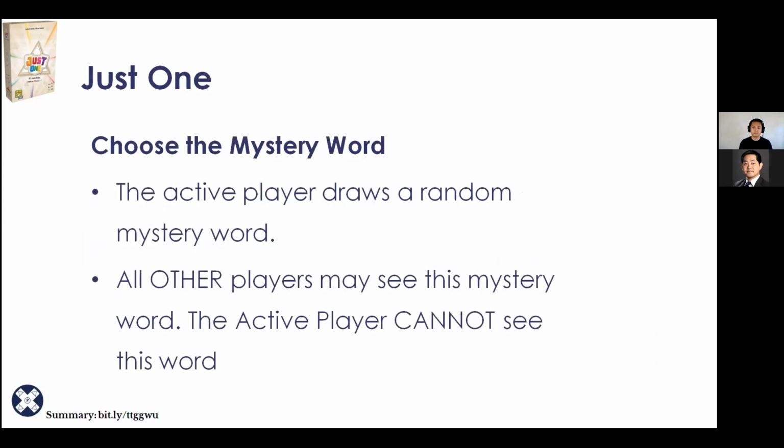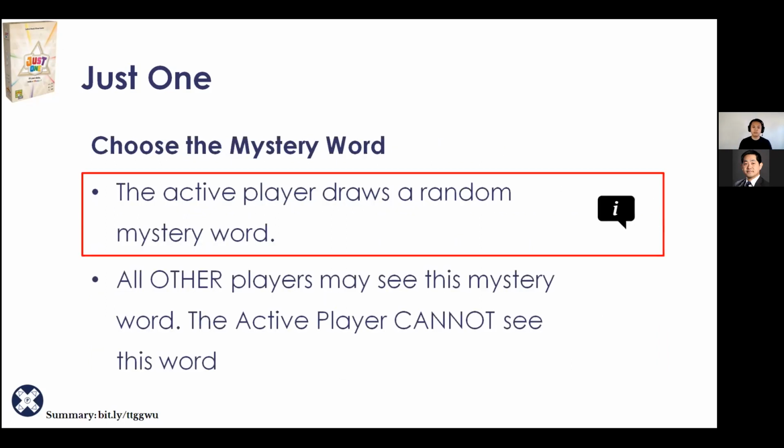I'm going to look at those individual clues, and then I'm going to try to guess the word that is on that card. So when you choose the mystery word, the active player is going to draw that random mystery word. So I'm going to draw a card. I'm going to indicate the number in that card.